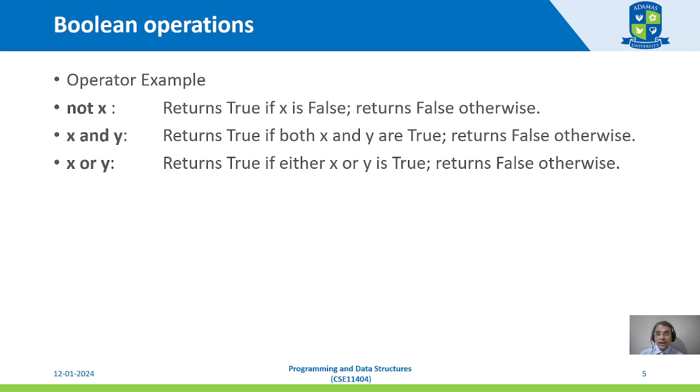x and y actually considers the dot operation that we talk about in Boolean algebra. It returns true if both x and y are true. So if x is 0 and y is 0, it returns false, and if x is 1 and y is 1, then it returns true. And x or y works as the plus operator: if either x or y is true, then it returns true. If x and y both become false, then it returns false.